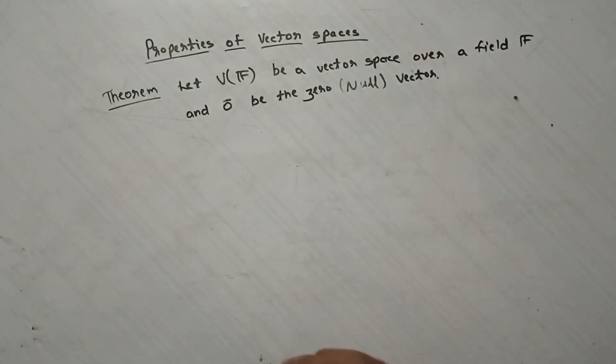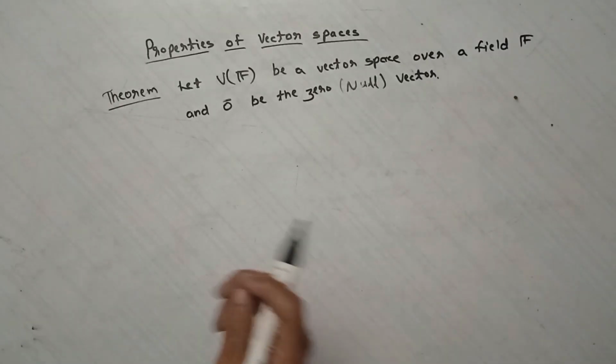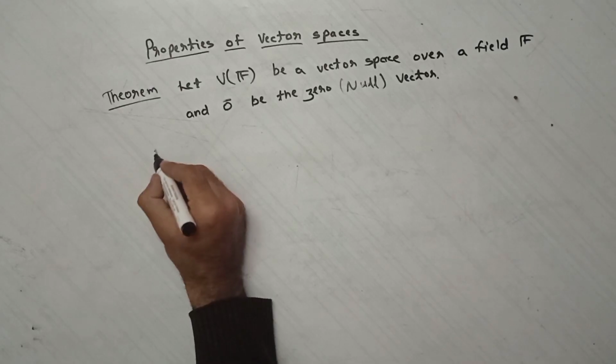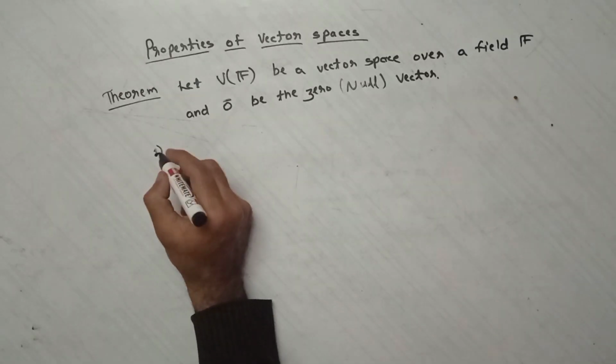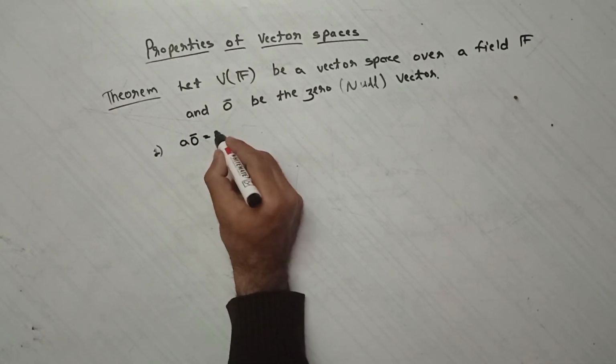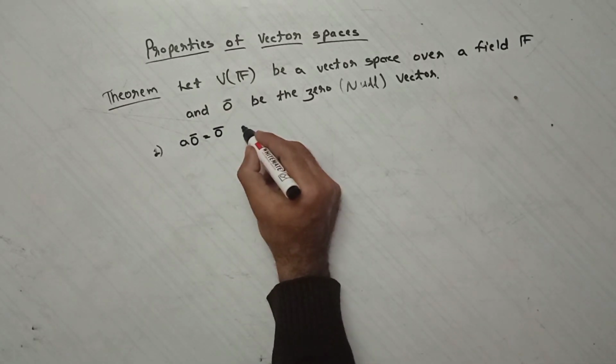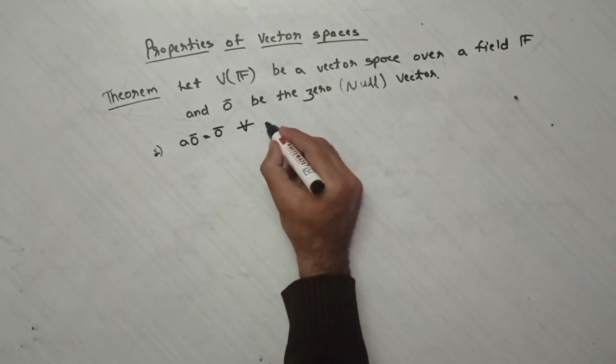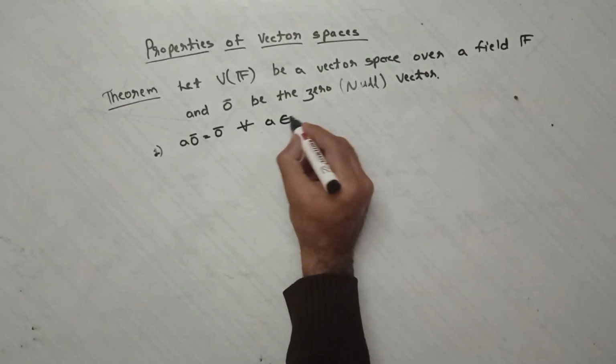Note the basic difference between 0 and the zero vector or null vector. The first property states that a times the zero vector equals the zero vector, for all a belonging to the field.